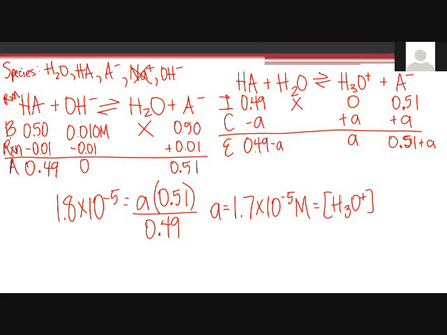Okay, so then the pH of this, we would take the negative log of our 1.7 times 10 to the negative 5, and that then is 4.76.